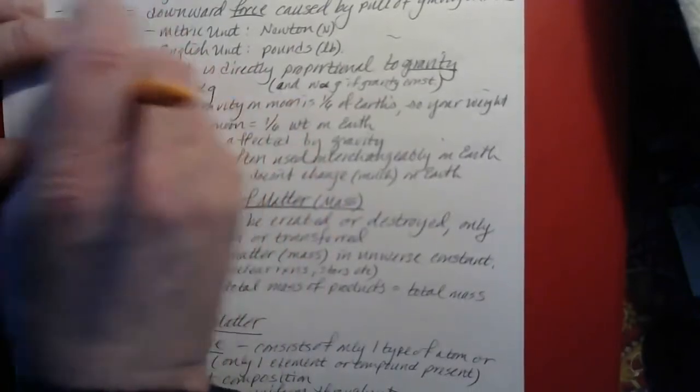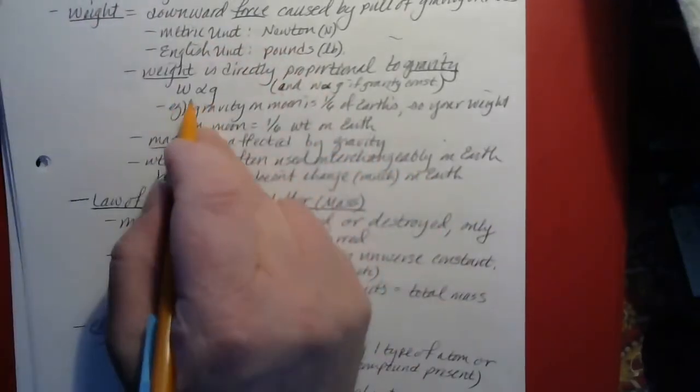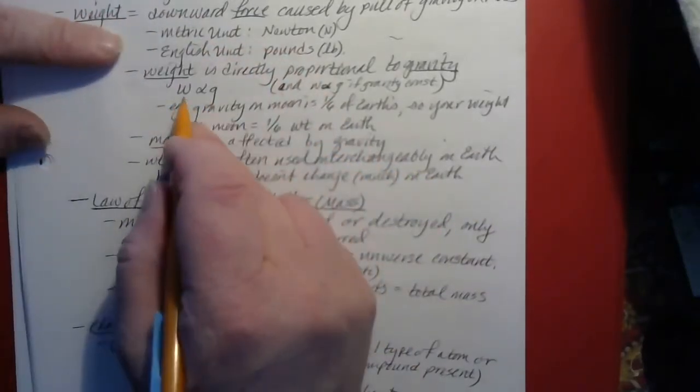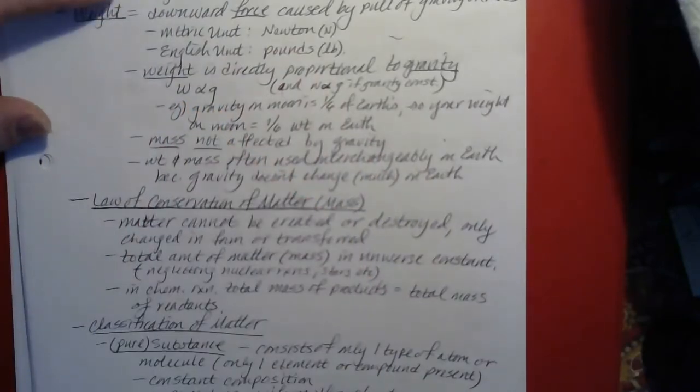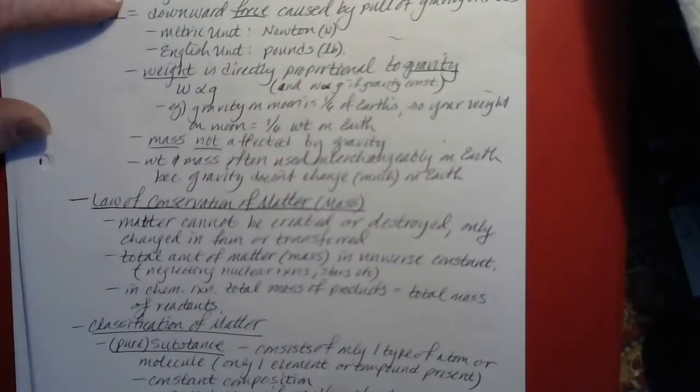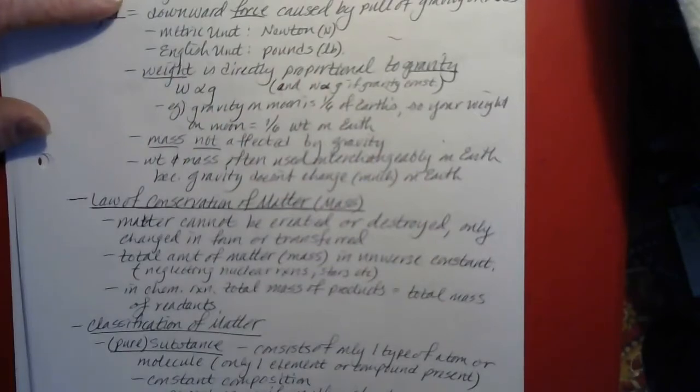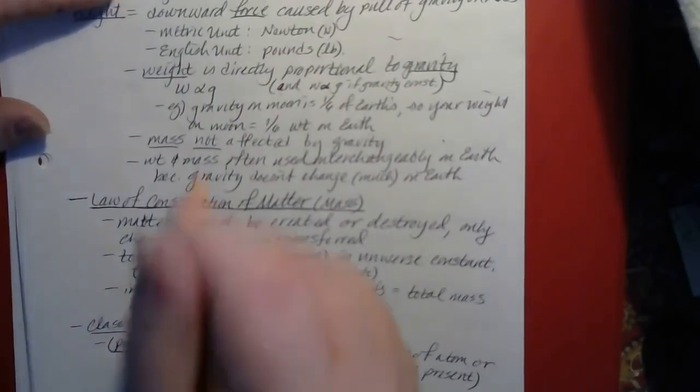Anyway, mathematically, the Greek letter alpha means proportional to, which just means that, for instance, if you double gravity, you double the weight. So if your weight is a certain amount here on Earth and you travel to the moon where gravity is 1/6 what it is here on Earth, your weight will be 1/6 what it is here on Earth.